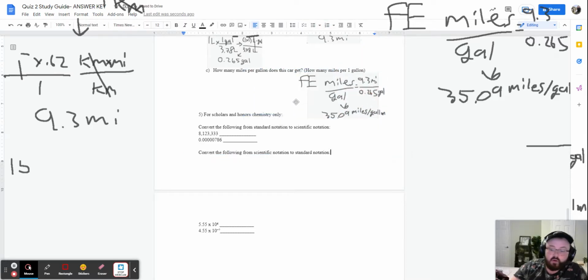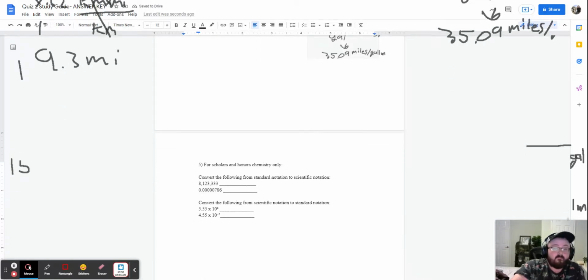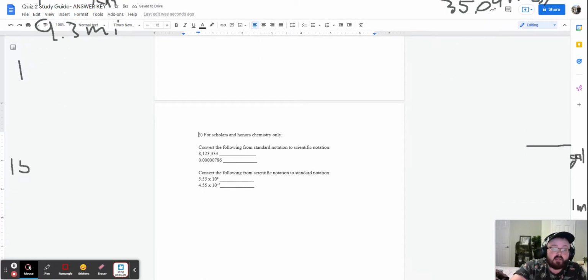So if you are from my regular classes, this is a good place to stop, because what we're going to be doing now is scientific notation, which we only went over in Scholars and Honors. All right. So without further ado, and like I said, literally one big number, one small number, one big number, one small number. All right. Making this as simple as possible. I'm not trying to trick you on these, and I won't.